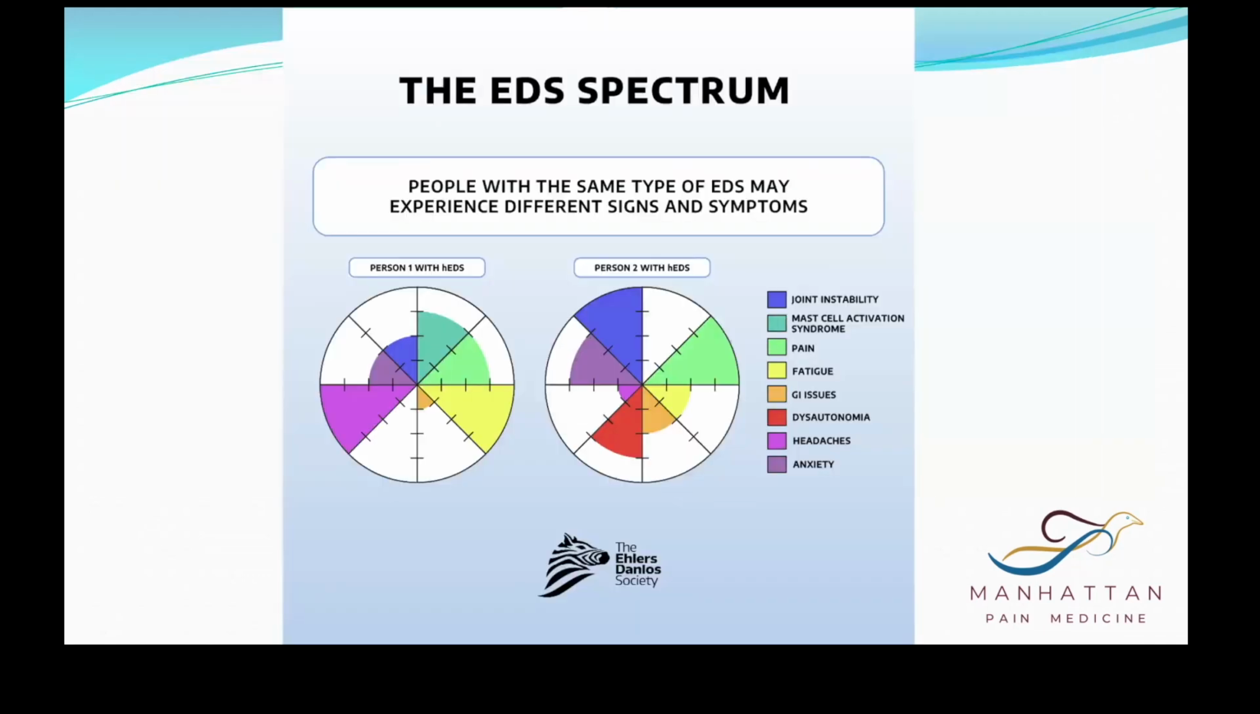Looking at the EDS spectrum, this is really just looking at hypermobile EDS and all of the symptoms that go along with it. I borrowed this from the Ehlers-Danlos Society because they have a lot of great educational material on their website. So when you're looking at these core symptoms, we're thinking about joint instability, mast cell activation syndrome, which happens commonly with hypermobile EDS, pain, fatigue, GI issues, dysautonomia, headaches, and anxiety, other neuropsychiatric side effects. We'll get into that in a bit.